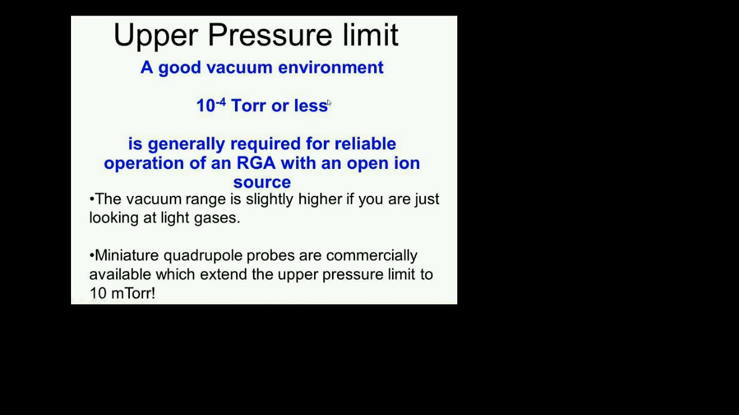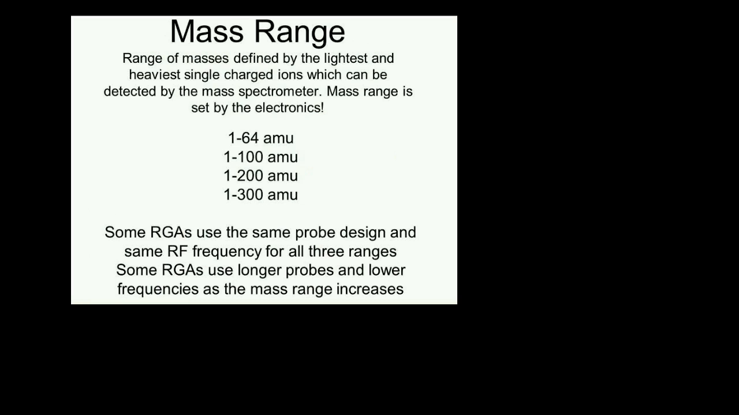So, speaking of figures of merit for RGAs, you need to know what the upper pressure limit of operation is. You need to know the mass range of the RGA. If you go to buy an RGA, the first thing the vendor is going to ask you is, what's the maximum mass that you want to be able to measure? And what you're going to find out is that most RGAs come in models that are 1 to 64 AMU, 1 to 100 AMU, 1 to 200 AMU, or 1 to 300 AMU.